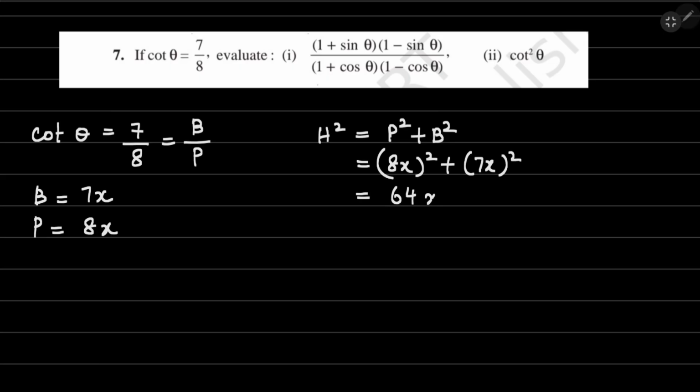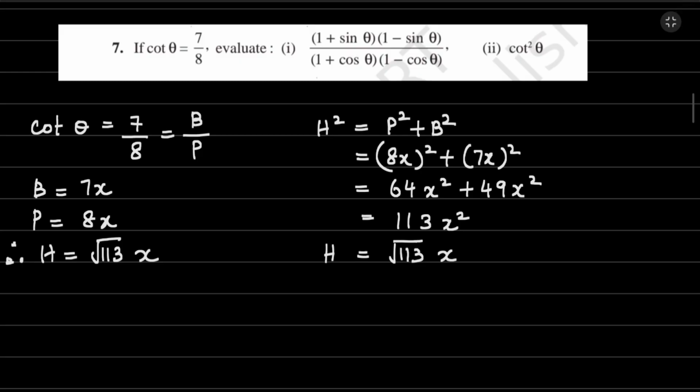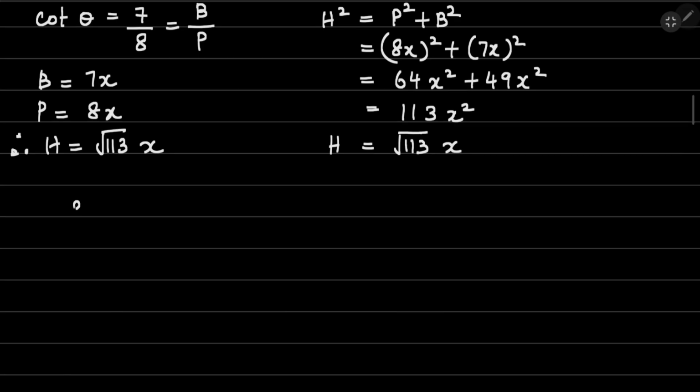So 64x square plus 49x square. What is 64 plus 49? 113x square, right? So hypotenuse will be root of 113, and we are going to take the x outside the square root. So therefore, using Pythagoras theorem, you have got hypotenuse is equal to root of 113 x. Okay, now you have to evaluate what is in the first question. You have to find out sine theta, cos theta. So what is sine theta?